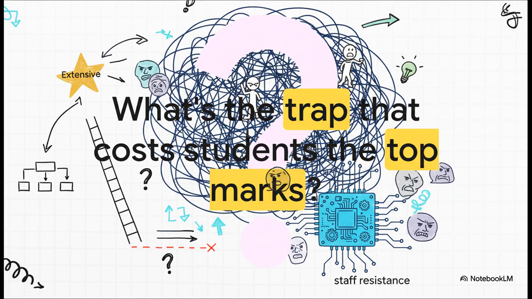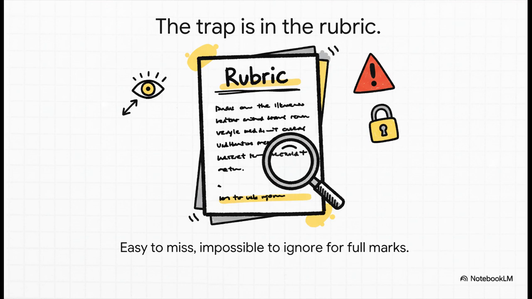But here's the thing. If everybody's writing about that, what is going to separate a good answer from a truly great one? What's the trap that stops so many students from getting that coveted extensive rating? Well, the trap is actually hidden in plain sight. It's right there in the rubric.